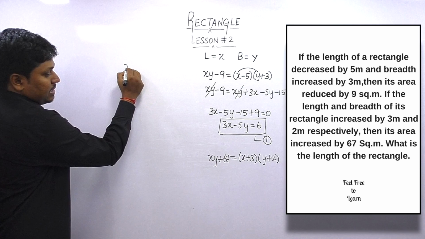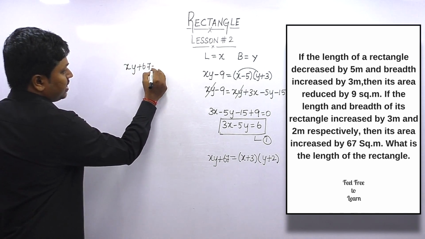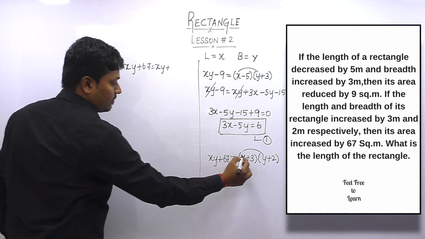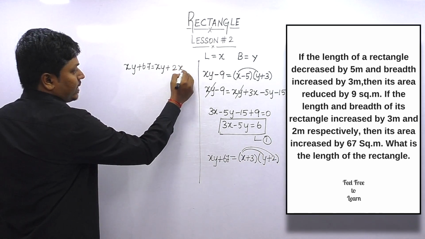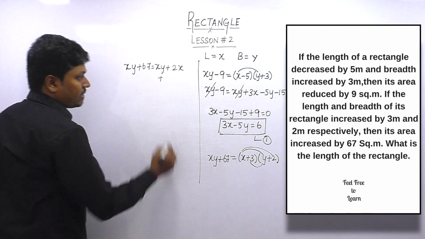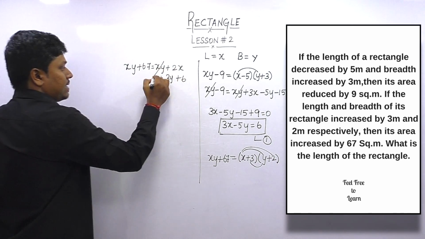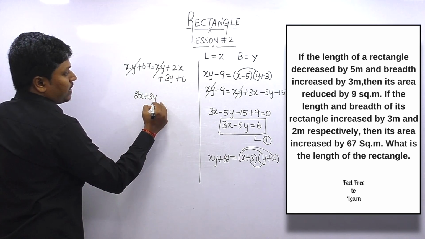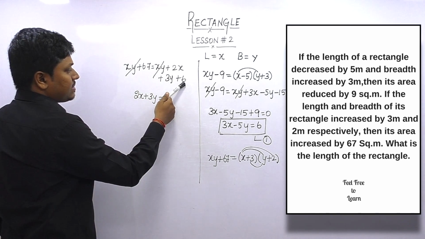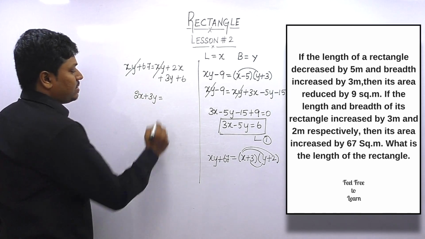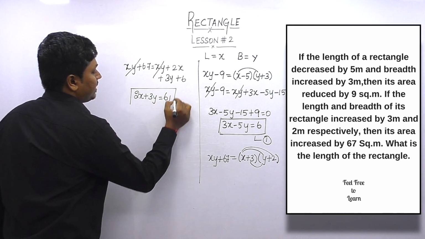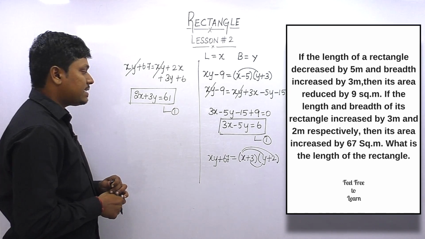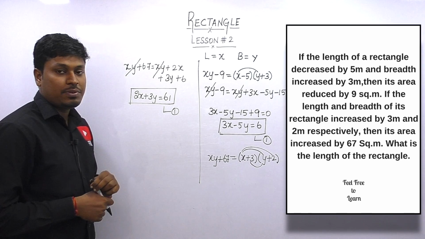So this can be written as xy plus 67 is equal to, so x into y will be xy, and the second term we have 2x, and the next is 3y plus 6, right? So you can cancel xy and xy. So this can be written as 2x plus 3y is equal to 67 minus 6, which will be 61. So finally we framed two equations. The first equation is 3x minus 5y is equal to 6, and the second equation is 2x plus 3y is equal to 61.